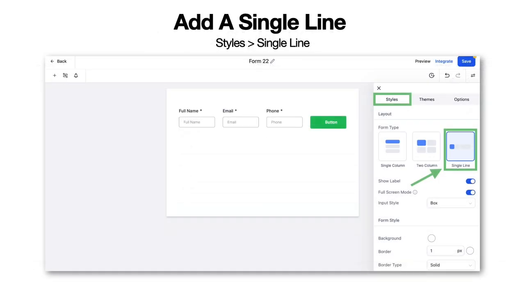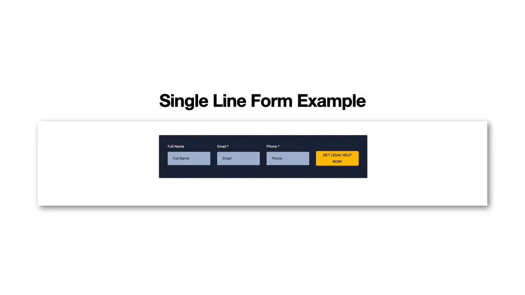From there, you're going to see the new single line option under Styles. Now, here is what that single line form is going to look like. Of course, you are going to personalize that to your specific website or your funnel, and it's going to be easy to customize just like forms in the past.